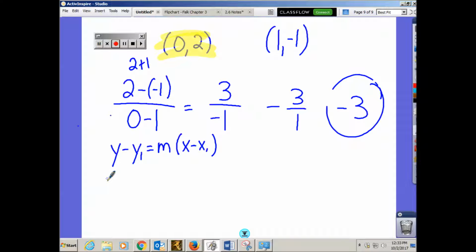So y minus my y sub 1, which is 2. Okay, y sub 1 meaning y with the 1 below it. My slope is negative 3, x minus 0. I know that looks weird, but that is your point slope form. You don't have to really do any math to put this in, do you? Okay, now I'm going to change colors so you can follow along a little bit better.